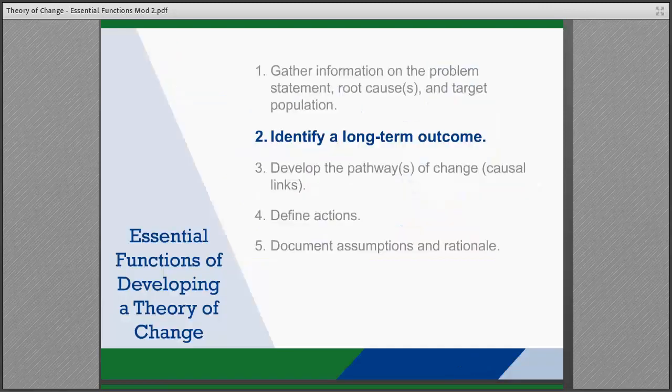In this module, we're going to break down the second task in developing a theory of change: identify a long-term outcome. Remember, at this point a team has already revisited the work done in problem exploration and gathered information on the problem statement, root causes, and target population. In this video, we will talk about identifying the long-term outcome before a team moves on to develop the pathway of change, define actions, or document rationale. Let's get started.